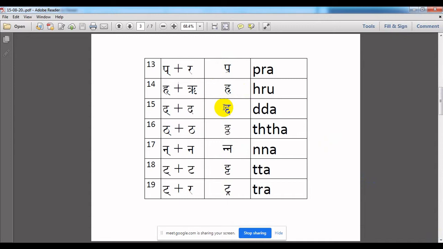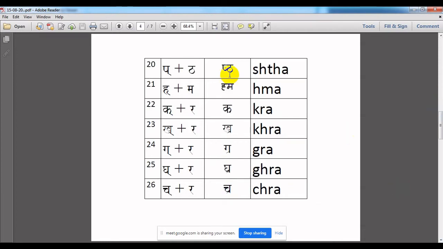Then number 15, adda. Number 16, you can see attha. Double tha, right? Two tha given there. Then we have number 17, double na, right? Anna. Okay. Then we have number 18, two t, you can see atta. Number 19, atra. See how it's written, tra. T R A, tra. Then number 20, ashta.